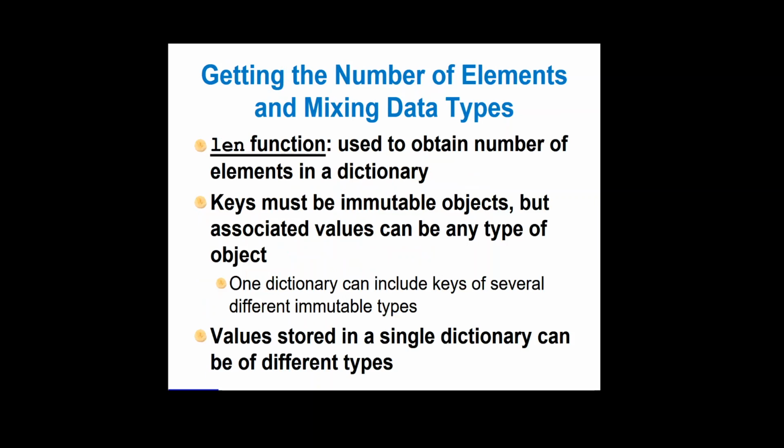If we would like to check the number of elements available in our dictionary, we can use the len function. This is the length, abbreviated to len, and we can use it for obtaining the number of elements. Now when we talk about the number of elements, it means the number of key value pairs, not keys separately and values separately.